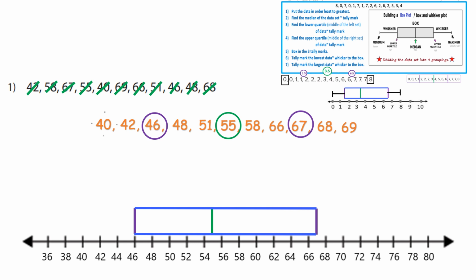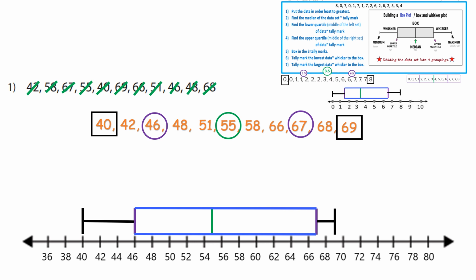Then I look for my whiskers. So my whiskers are once again my lowest number and my highest number. Wherever my lowest number is on my number line, I'm going to make a tally mark above it. So I locate the 40 and make a tally mark and connect it with the whisker to the box itself. Then I look for my highest number, and in my data set, it is 69, which would be right between the 68 and 70. So I'm going to make my tally mark and connect it to my box.